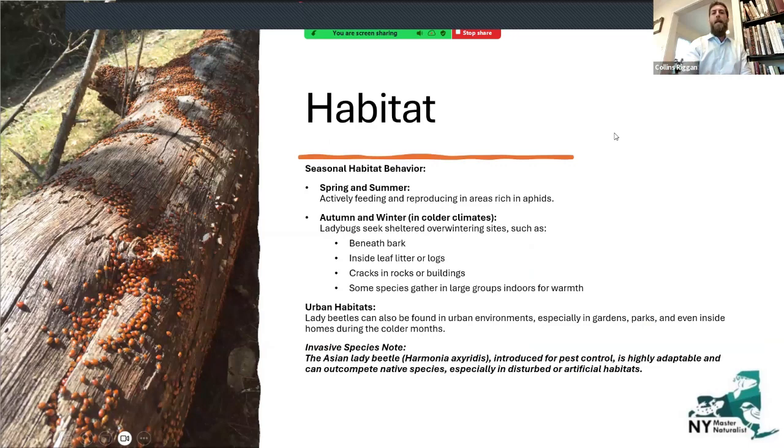So just a little bit more on habitats. Spring and summer, they're actively feeding and reproducing in areas rich in aphids. In the winter, they're going to overwinter in places beneath bark, inside leaf litter or old logs that have fallen, cracks in rocks or buildings, and some species gather in large groups indoors for warmth, which we'll talk a little bit more about.